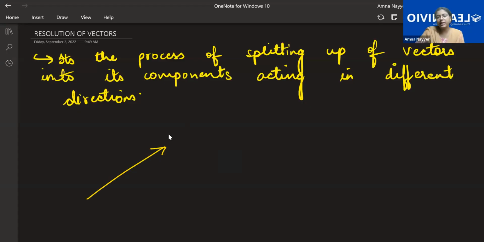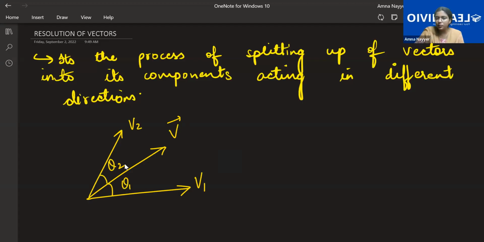Let's say I have a main vector, V. I have taken out one component V1 here and one more component V2, at this angle θ1 and at this angle θ2. So I can say this V vector is made up of its V1 and V2 components. We can combine these components and get our main vector. So resolution means you have the main vector and you have split it into its respective components.